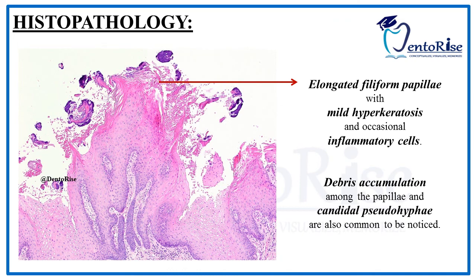If we talk about the histopathology of this lesion, then we can see elongated filiform papilla with mild hyperkeratosis and occasional inflammatory cells. Debris accumulation among the papilla and candidial pseudohyphae are also common to be noticed.